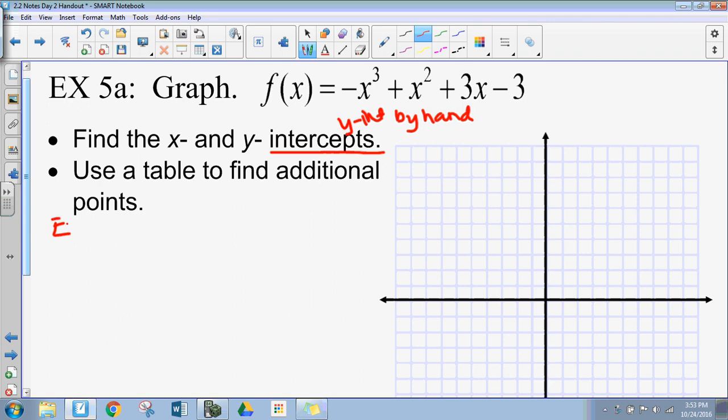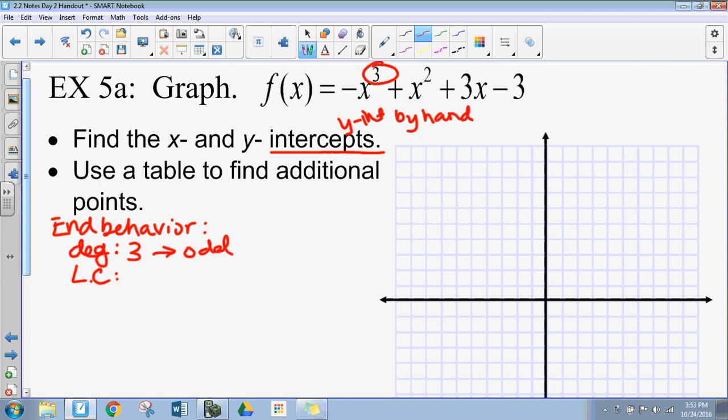Okay. So first thing we're going to talk about is end behavior. So end behavior, the things that are important are the degree and the leading coefficient. Okay. So the degree of this polynomial is 3, which is odd. And the leading coefficient is a -1, so that means it's a negative.